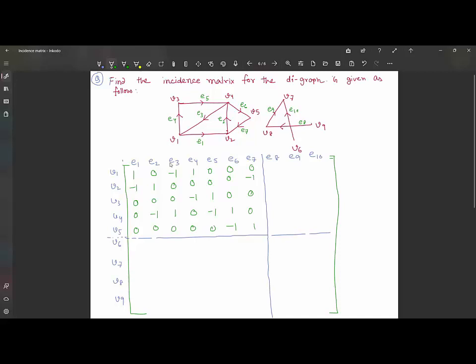Here E8 is from V9, so V9 will get 1 and V8 will get -1, and the other two values are 0. For E9, it is from V8, so V8 gets 1 and V7 gets -1, the other two values are 0. And for E10, from V6, V6 will get 1 and V7 will get -1, the other two values are 0.